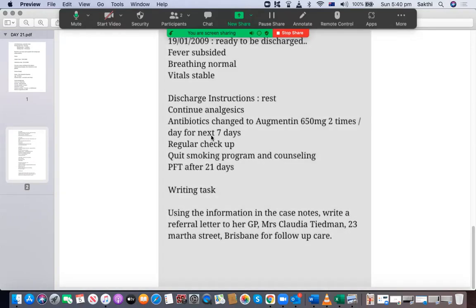You're using almost the same words, which is not that good. Instead of saying regular checkup, you could have mentioned regular appointments, or checkups on a regular basis, or at regular intervals. Okay. Quit smoking programs and counseling after 21 days. Yeah, that's all right.